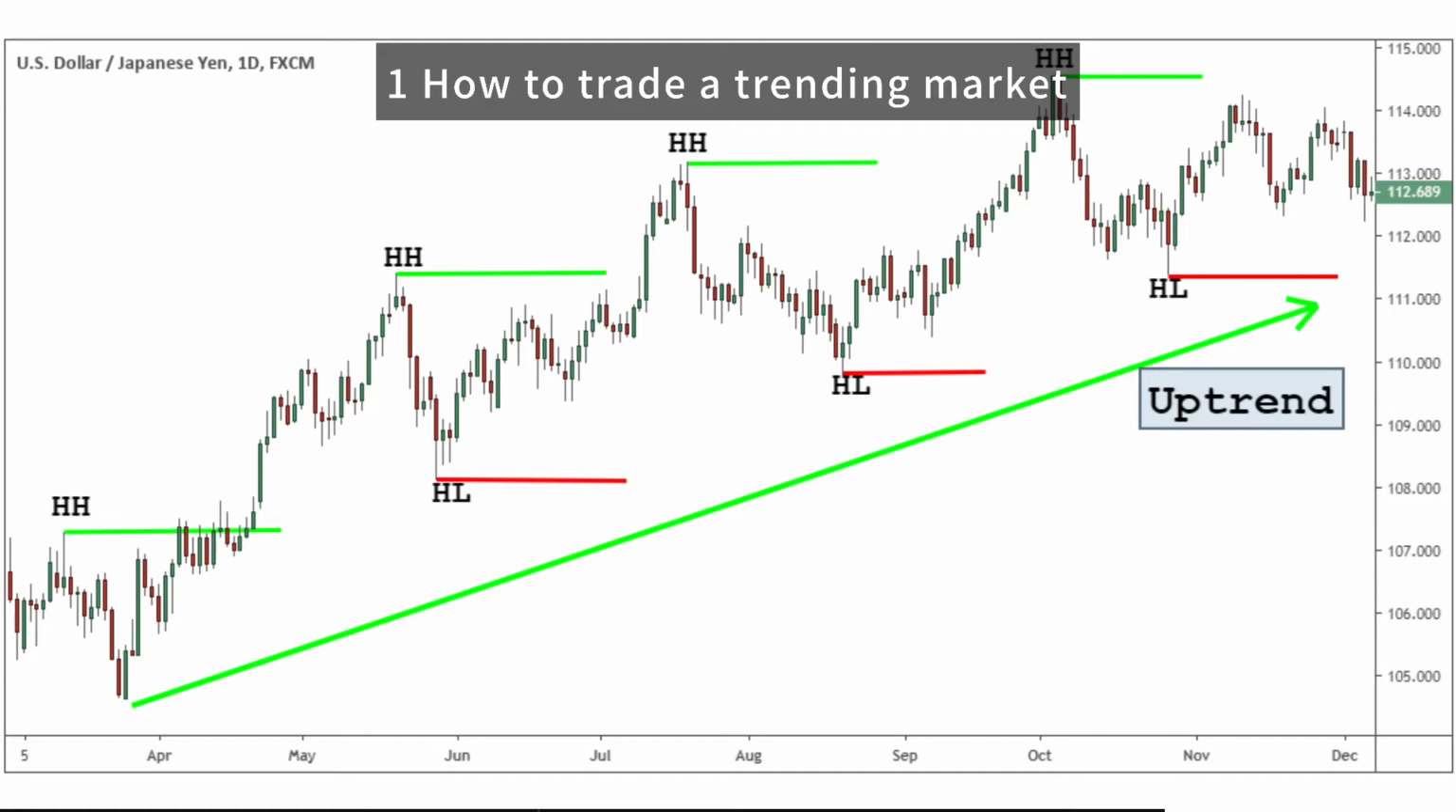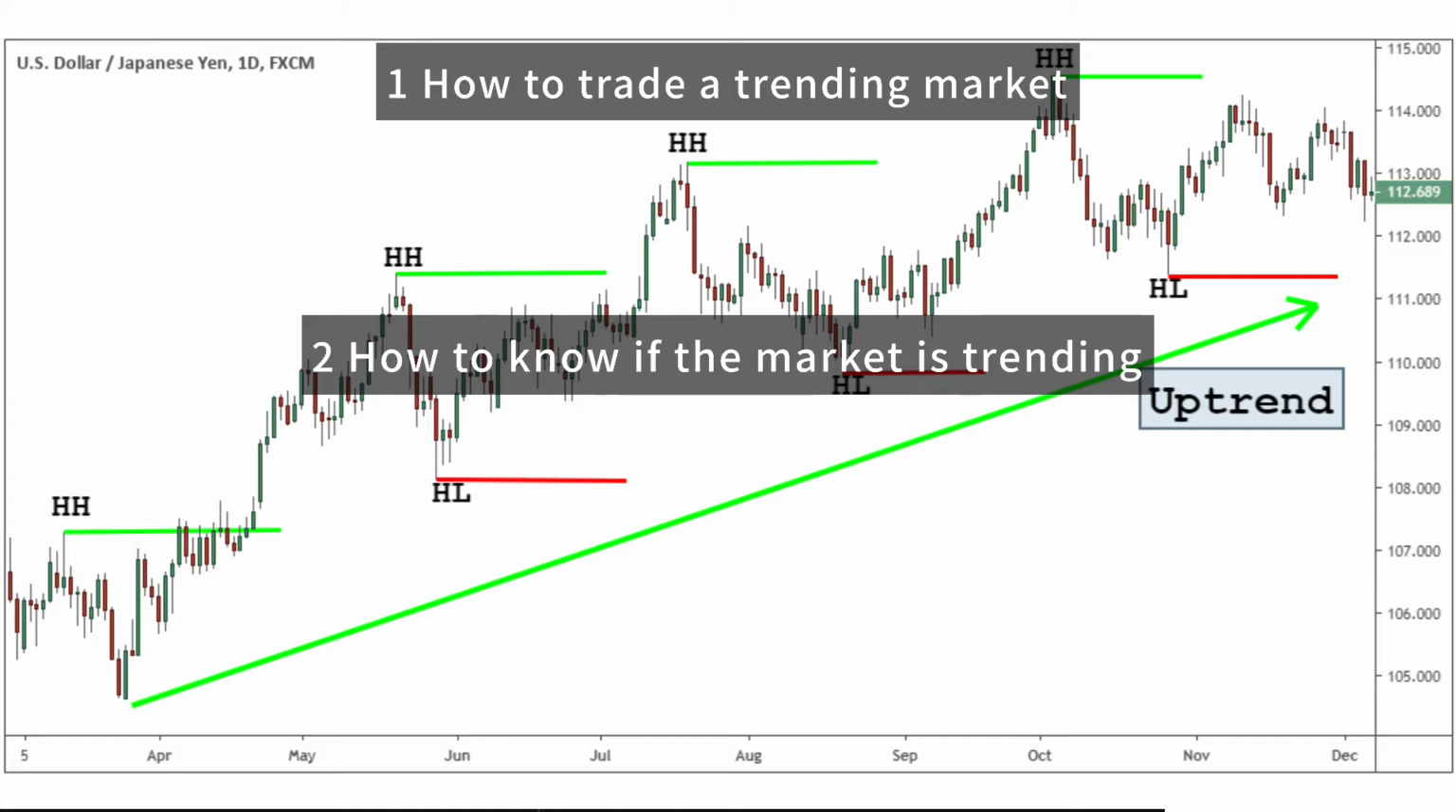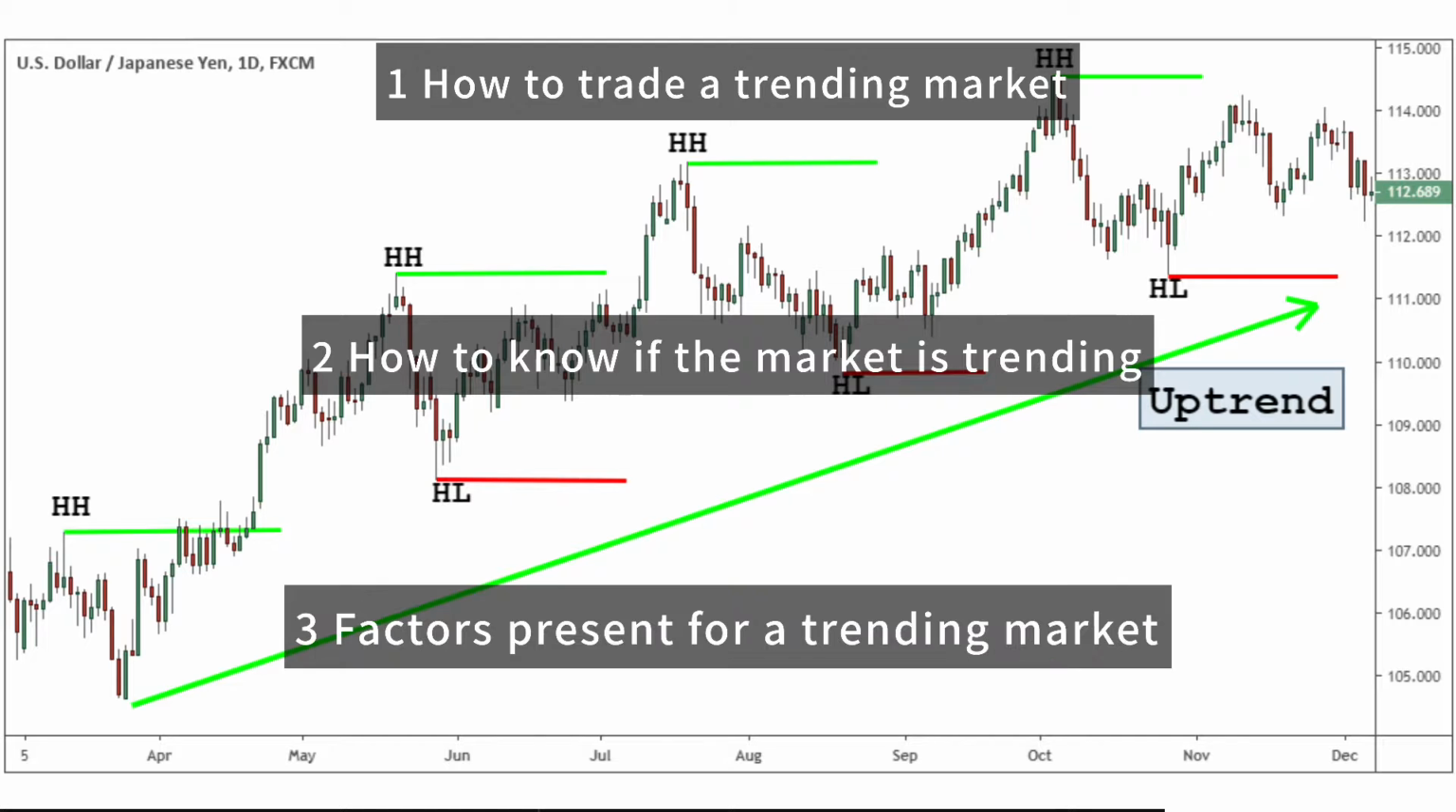How to trade a trending market, how to know if the market is trending, what are some of the factors that should be present for you to know the market is trending.